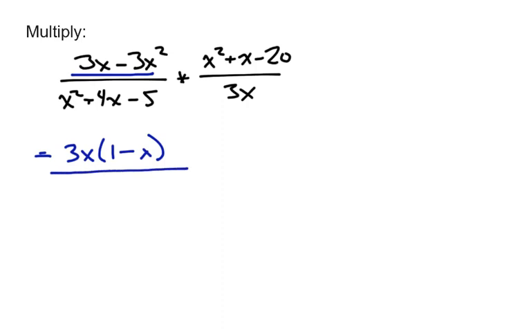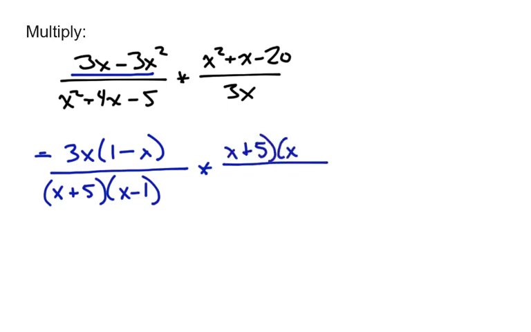In the denominator, we've got x plus 5 times x minus 1. In the next fraction, we have x plus 5 times x minus 4, and 3x is what's left in the denominator. Now start looking for things to cancel. A common factor that's in the numerator and the denominator, you probably recognize the 3x right away. Those two cancel with each other. The x plus 5 cancels with each other.